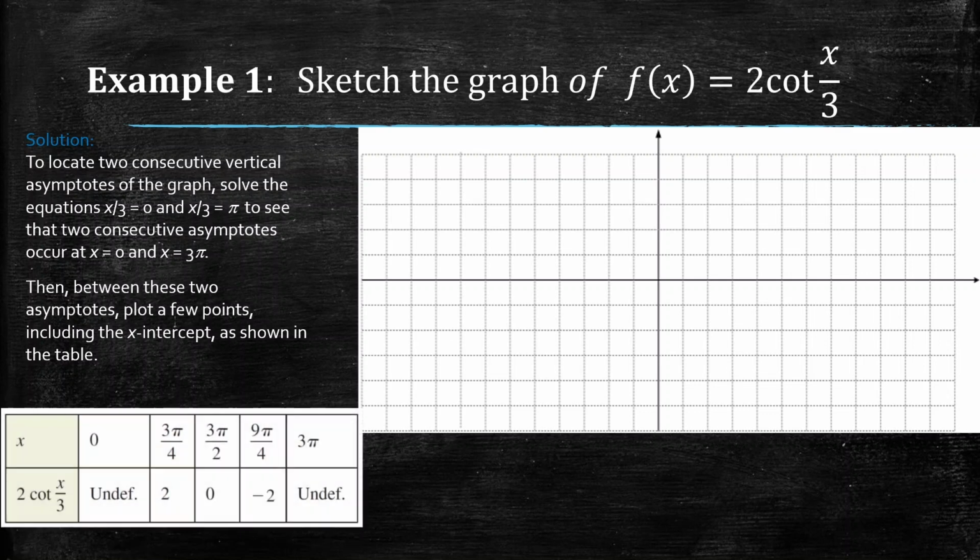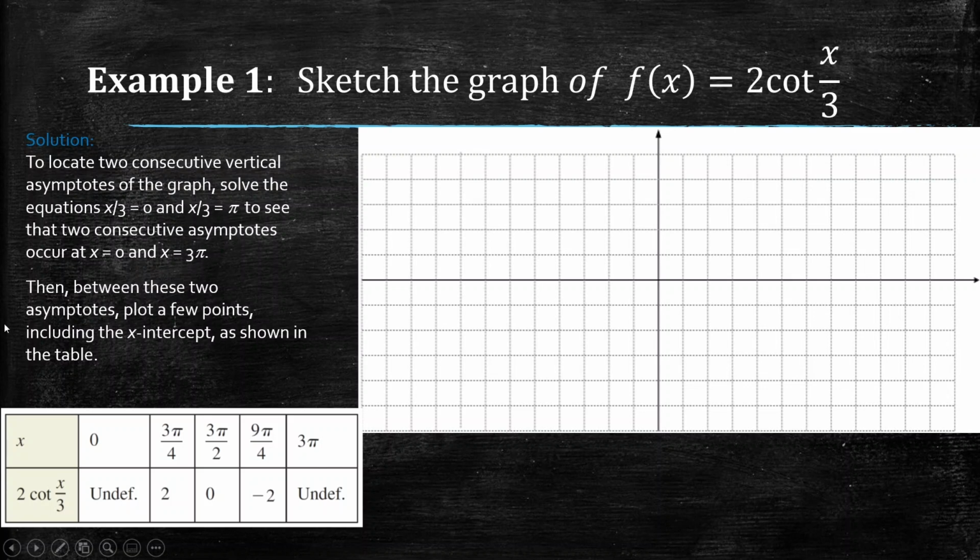So when I sketch these then, my solution is to locate the two vertical asymptotes, just like I did with the tangent function. And I do that by taking the b value. In this case here, b is 1/3, right? Because it's x over 3. And so x over 3 equals 0, and x over 3 equals pi. And I'm going to solve those two for my x values. And so my first vertical asymptote occurs at x equals 0, and my second asymptote occurs at 3 pi, okay, because multiply both sides by 3.